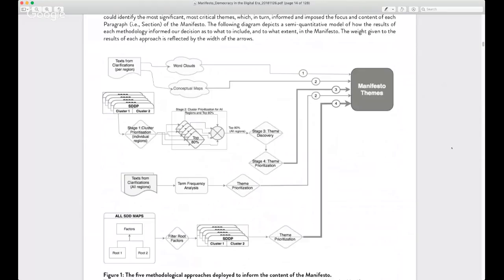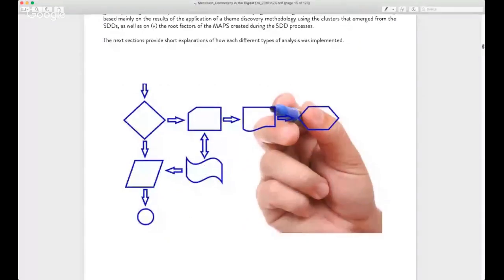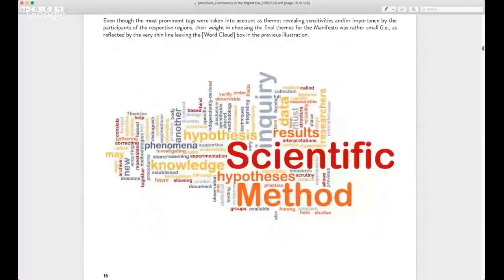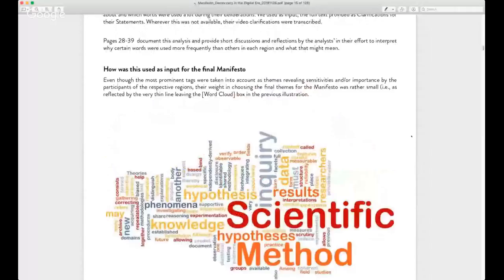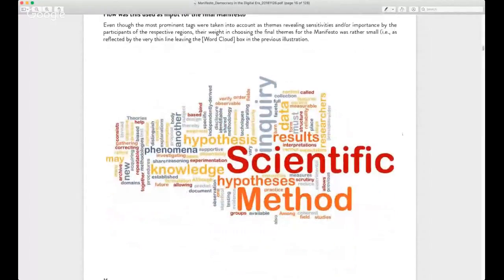In this case, you can see that even though everyone's speaking English, there's a different preoccupation with certain words in different regions. As we scroll down below, you'll see them. We put the word clouds in the shape of the continent where the participants were. You can continue.